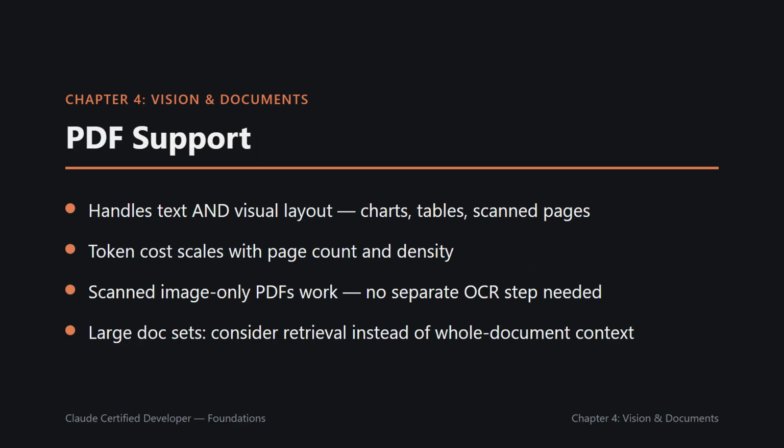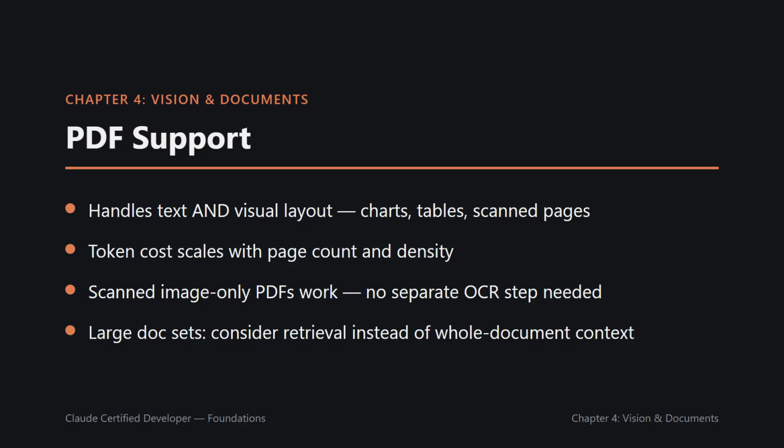Claude can process PDF files as a distinct content type, handling both text and visual layout, including embedded charts, tables, and scan pages, meaningfully more capable than a simple text extraction pipeline. PDF token cost scales with page count and content density, so a 100-page PDF is a meaningfully large context contribution. Scanned, image-only PDFs work too, because Claude processes the visual content directly, not just extracted text, useful for legacy scan document pipelines that previously needed a separate OCR step.